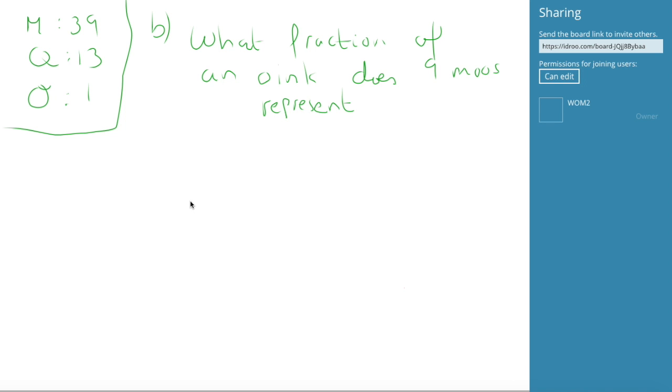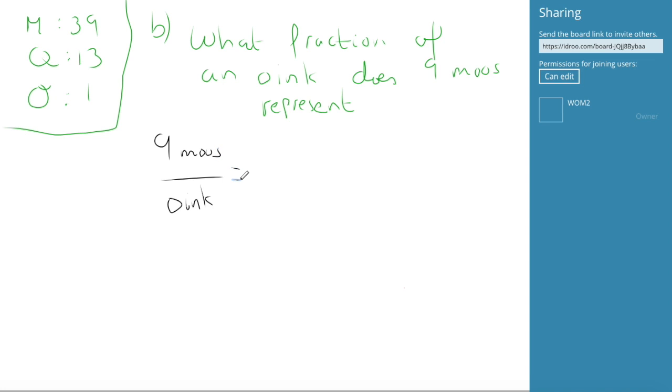Part B, what fraction of an oink does 9 moos represent? Now this question is often very confusing. What do they mean by fraction of an oink does 9 moos represent? Whenever you see the word fraction of an oink, it should basically tell you that oink needs to be the denominator. Okay? So what they're saying is if I have 1 oink, and I count 9 moos, what portion of this oink is that?